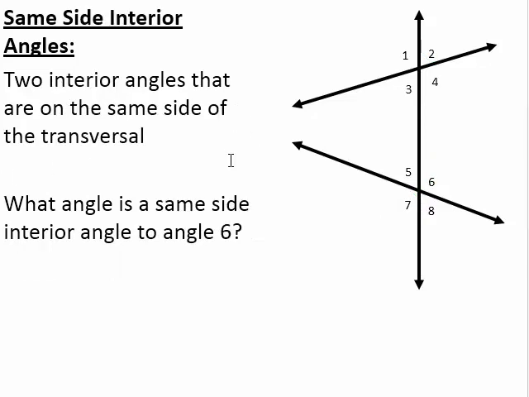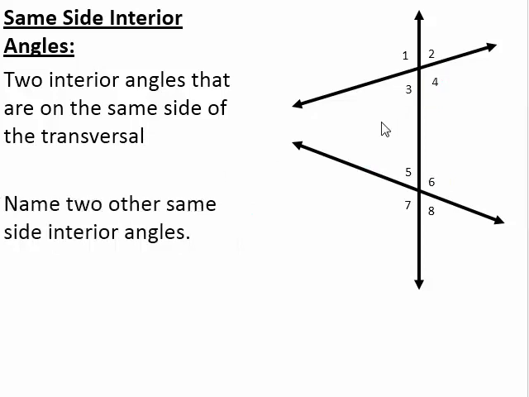Same side interior angles. Same side interior angles are two angles that are on the same side of the transversal, and they both need to be interior angles. So if we look at angle 6, the same side interior angle to angle 6 is angle 4. Name two other same side interior angles. Well, the other same side interior angles in this example are angle 3 and angle 5 because they're on the same side of the transversal and they're both interior angles. So angle 3 and angle 5.